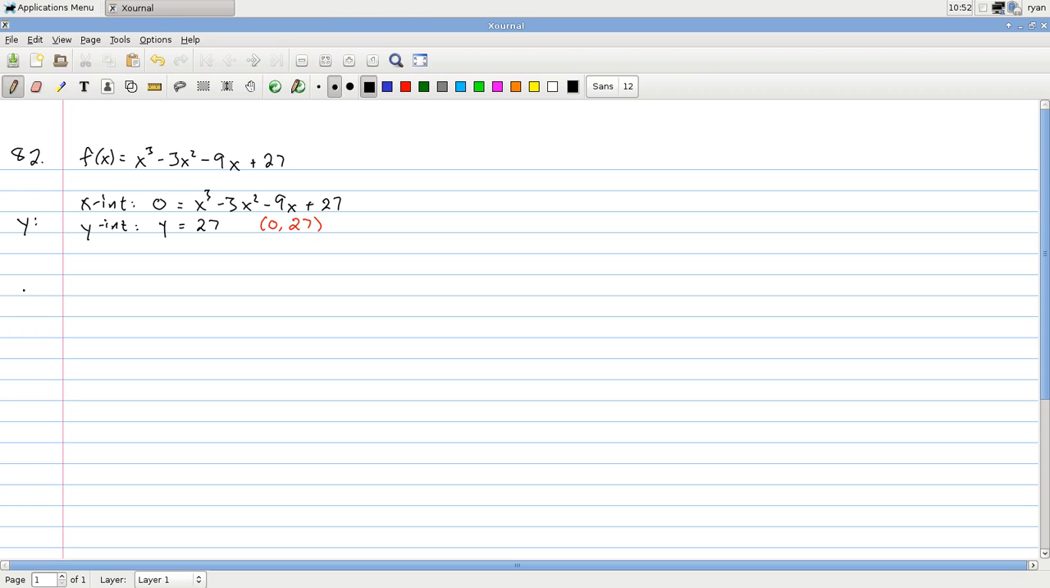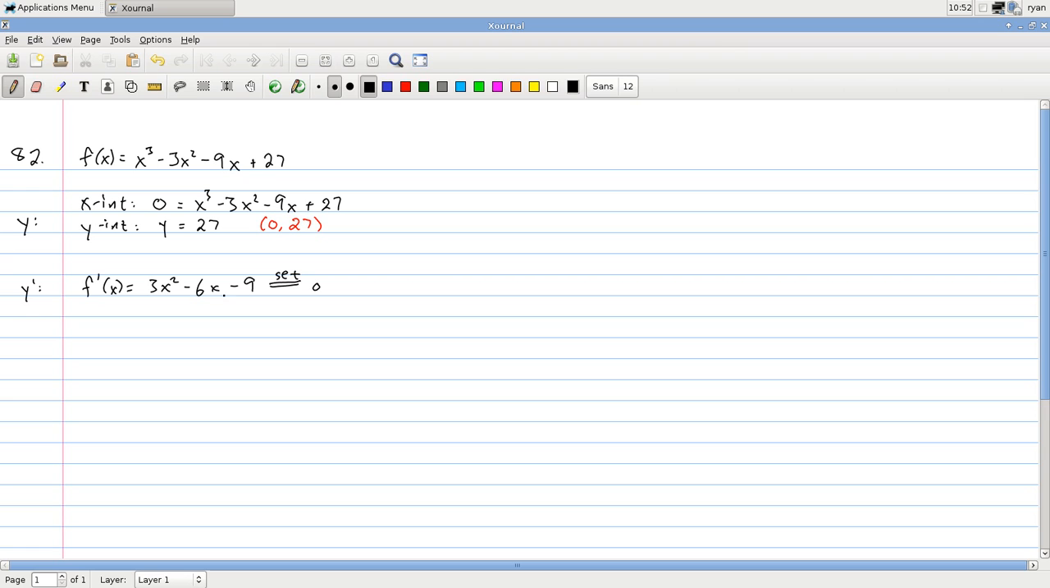Next thing we'll look at is the first derivative. The first derivative gives us critical numbers, intervals of increase and decrease, and extrema. So take the derivative of the function. We've got that f prime of x is 3x squared minus 6x minus 9. And I see that this is defined everywhere because it's a polynomial. However, we need to set it equal to 0 to find our critical numbers. So we'll set this equal to 0.